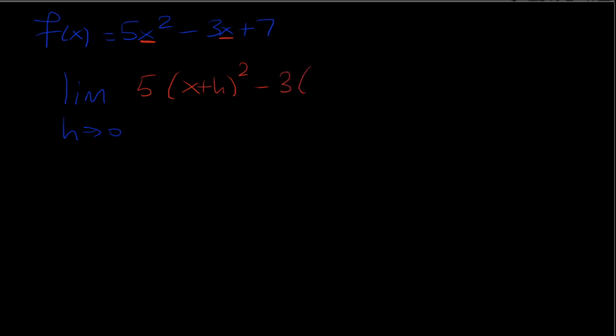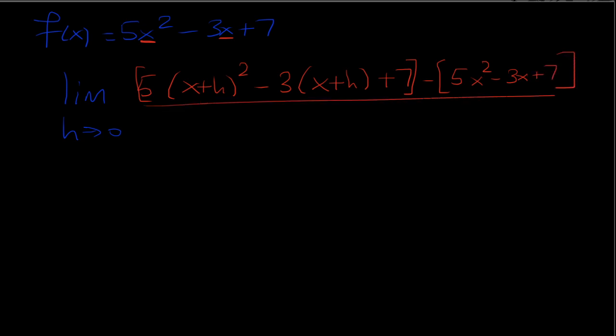So like the x comes after the 3. So I'm going to put a parentheses after the 3 with x plus h. And then I'm going to be subtracting this with just f of x all over h. So I like to put parentheses and brackets, especially when there's a minus, because otherwise it's going to be wrong. This minus has to distribute to all three pieces. You can't put it as like minus 5x squared minus 3x plus 7. You should always put a parentheses in front.